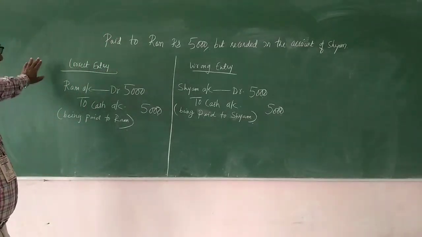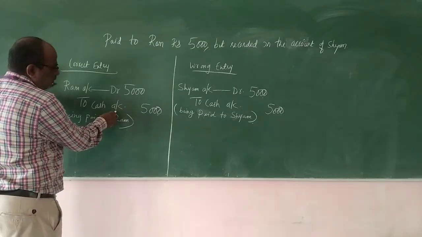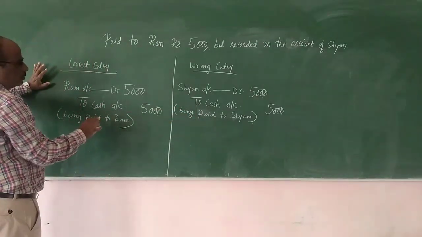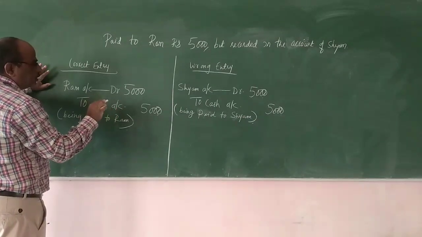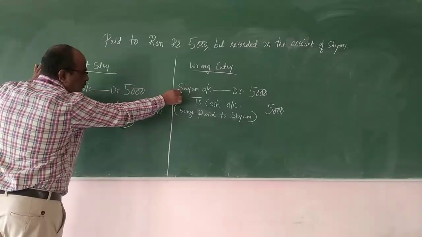So the correct entry should have been what? Ram account debit to cash account. And the wrong entry is what? Shyam account debit to cash. Anyhow, cash here is credit, and here is also credit. So there is no problem with the cash. Cash is in the correct place. But what has happened is instead of Ram, here Shyam is debited.